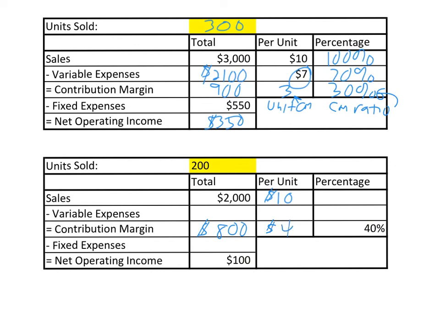Well, it's margin before I cover my fixed expenses. So I know my contribution margin in total is $800. I know that my per unit is $4, and I have a 40% percentage. Now I should be able to fill out the rest of my statement. If sales minus variable expenses equals contribution margin, 2,000 minus what equals 800? To do that, all I do is take 2,000 minus 800. So I'm going to do it in reverse. I know that my variable expenses are $1,200. I know my variable expense per unit is $6.